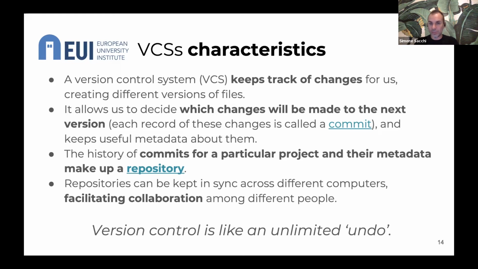So all the commits of a particular project and their metadata make up what is called a repository. And the repository is just a full history of everything you did. And it allows you to do a sort of an unlimited undo. You can actually go back to each of the steps in the process and restart from there if you wish, without losing anything, even those aspects that are down the line. You can always sort of branch in parallel and so on.